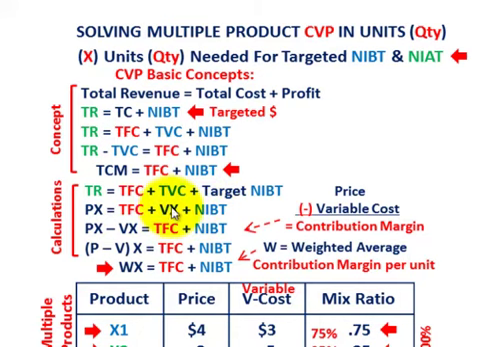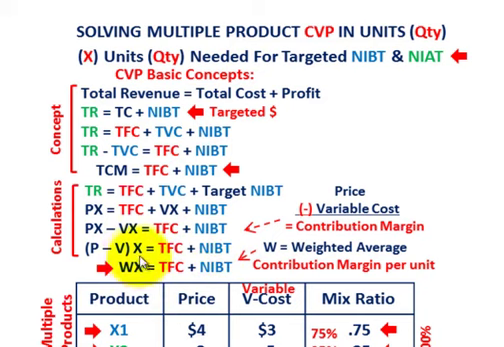So we can move our total variable cost over to this side of the equation. So we've got price times some quantity less the variable cost times some quantity equals our total fixed cost, and then we can factor out that quantity from between our price and our variable cost. So unit price less our unit variable cost, times that quantity, equals our total fixed cost plus our targeted income that we're looking at.